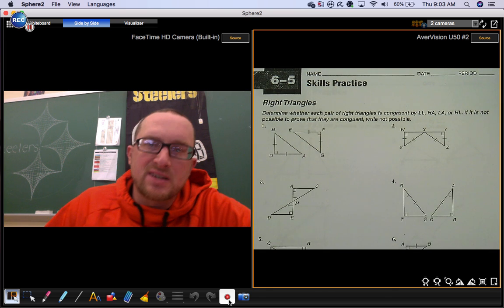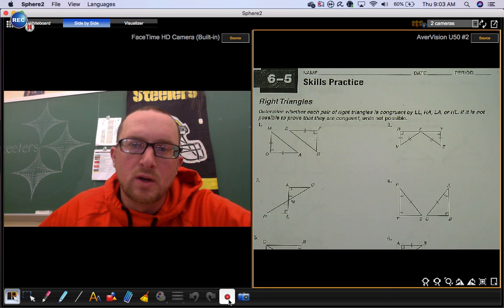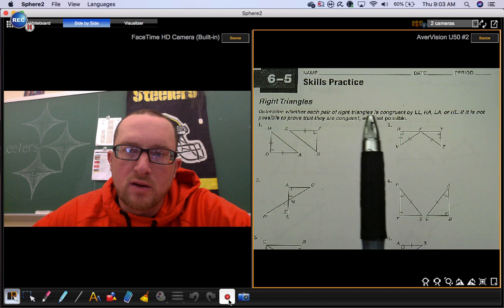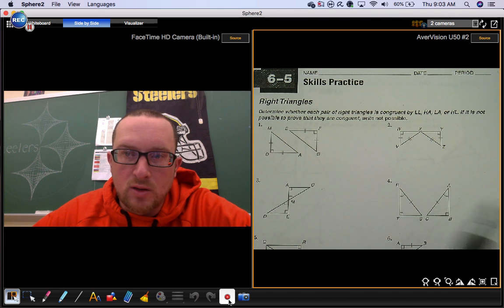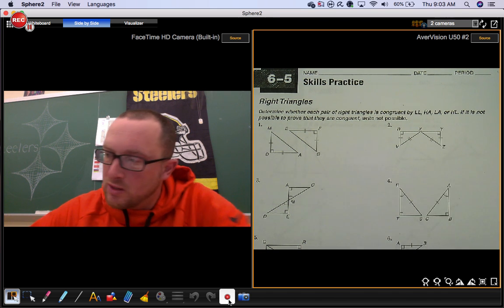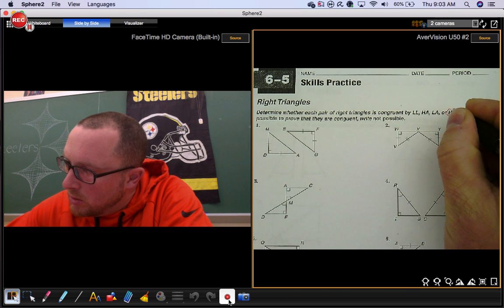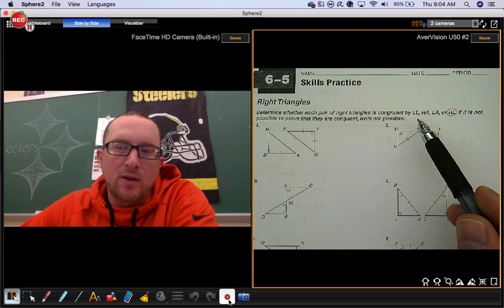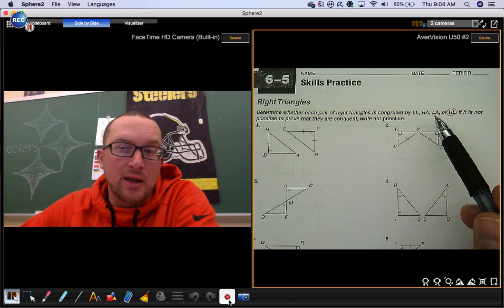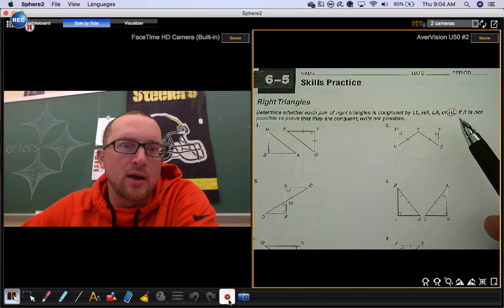Practice for section 6.5. It's on right triangles. We're going to determine whether each pair of triangles is congruent. Now here's where things might be a little bit different. We talked about HL in this section, but we didn't talk about LL, HA, or LA. We'll talk about them right now.